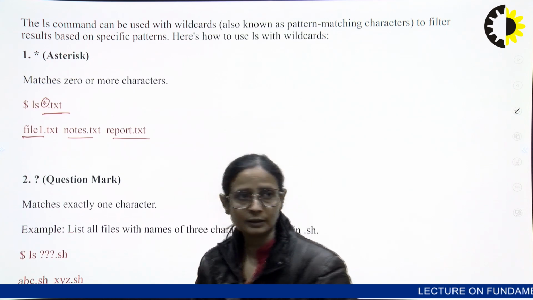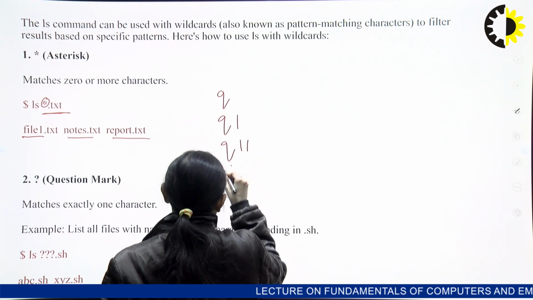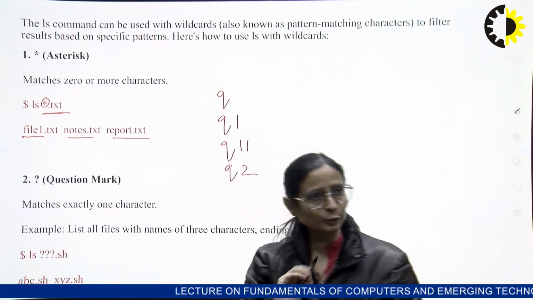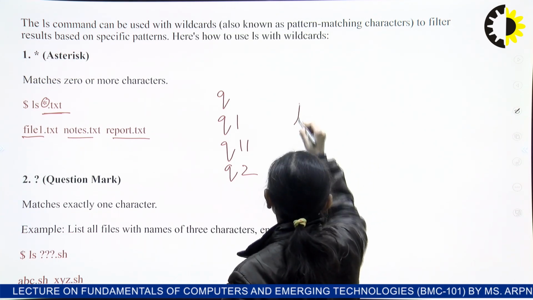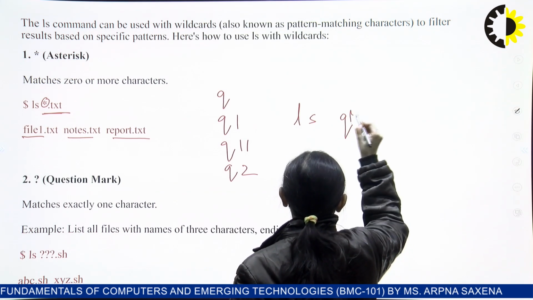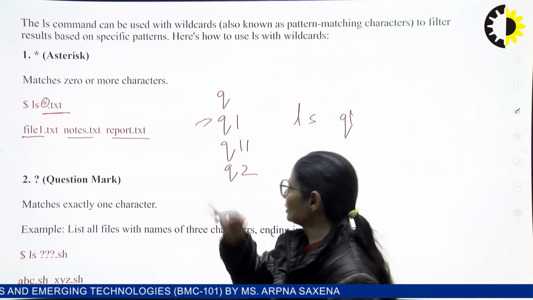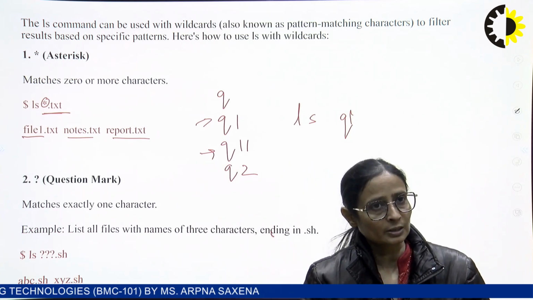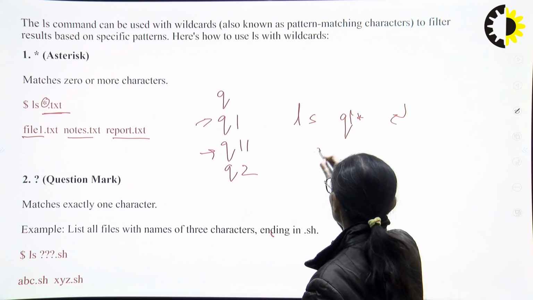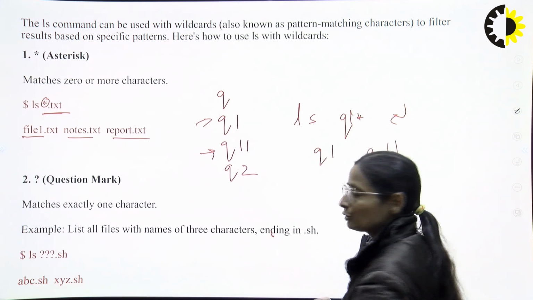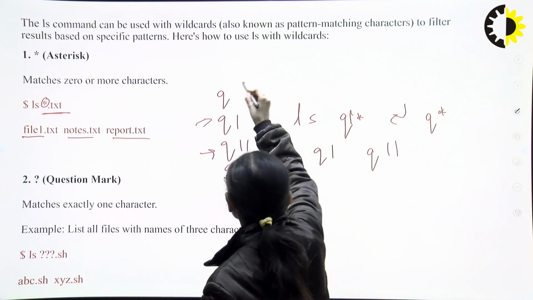Similarly, let's suppose I have files in my directory q, q1, q11 and q2. Now I want to show the files which start with q1, let's suppose. So I will give ls q1, and then I am not aware whether there are 0 or more characters after it. These two files must be shown in the output. So I am not aware what the length is, so here I will use the asterisk. When I press enter, it will show q1 and q11. Let's suppose I give the command with q asterisk. What it will do is show all these files.